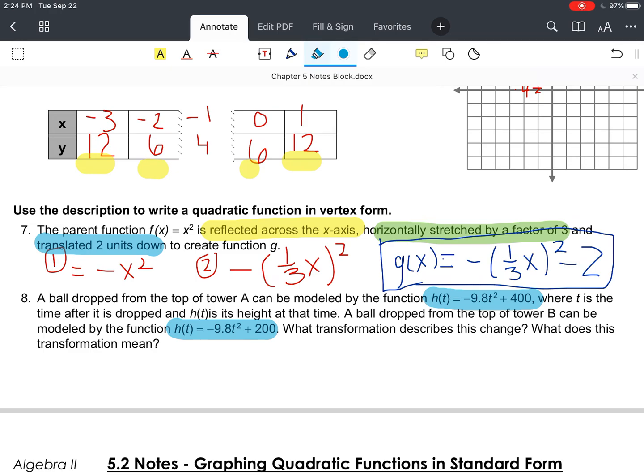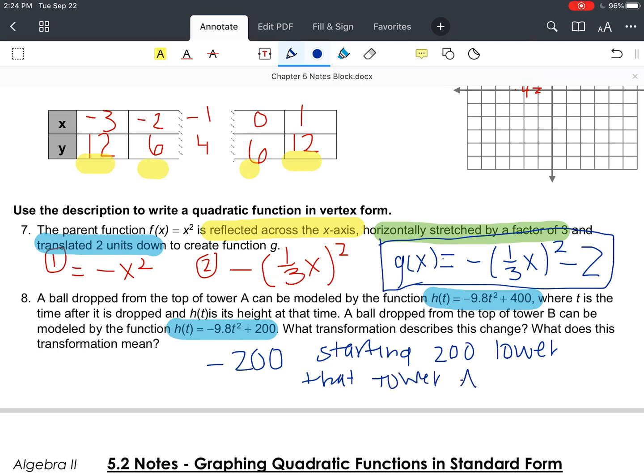So the only thing that changed was the plus 400 to the plus 200. So that's a minus 200 change from 400 to 200. Means I'm dropping 200. So we're starting 200 lower than tower A. That's a vertical translation. So that's vertical, going up and down.